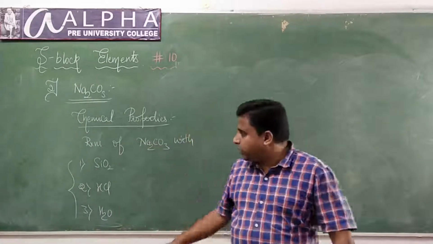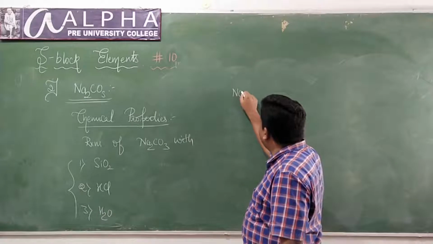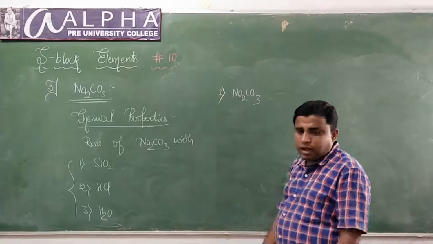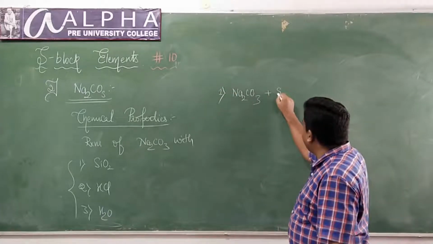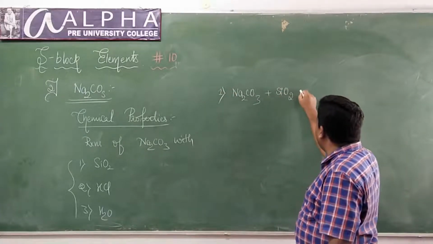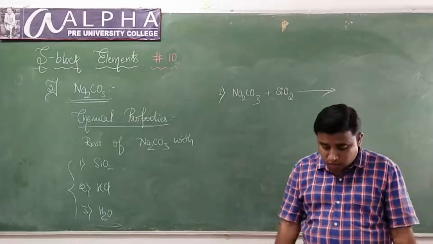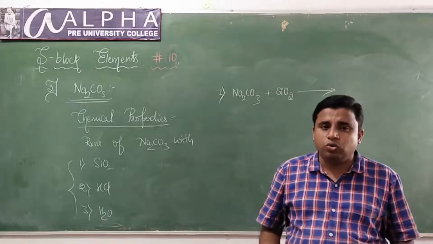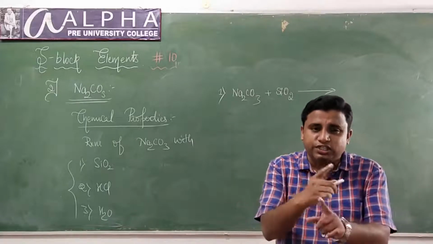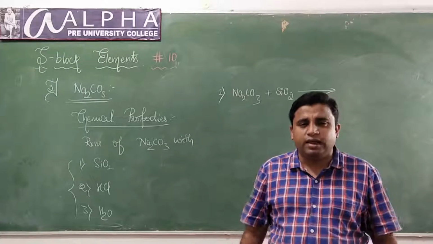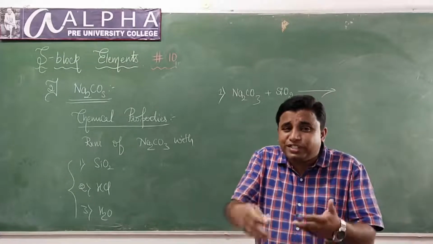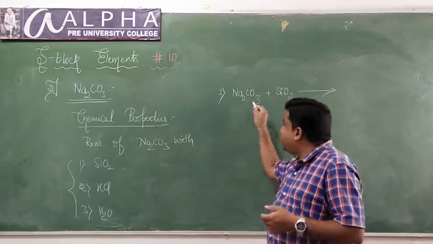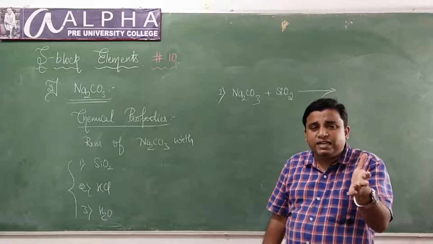Now, I'm talking about the first reaction. What happens when sodium carbonate reacts with silica, SiO2? Whenever you are writing a reaction, what are you going to do? You will interchange the ions, isn't it? How many times should I tell you? Should I keep telling you each and every time? No, it's not required. That should come into your mind. So whenever you are writing this reaction, please interchange the ions.